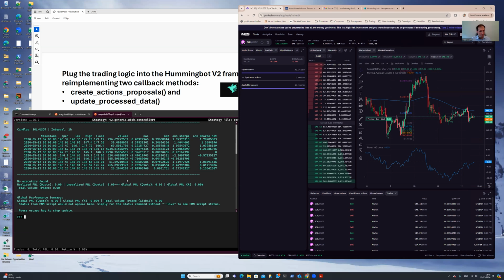So that's it. Really pleased with the Hummingbot V2 framework. It's very flexible, quick, and a good way to build and roll out trading bots.